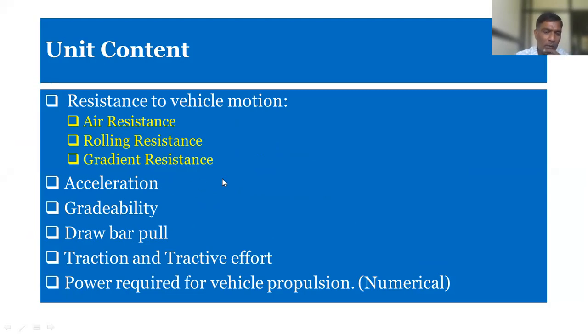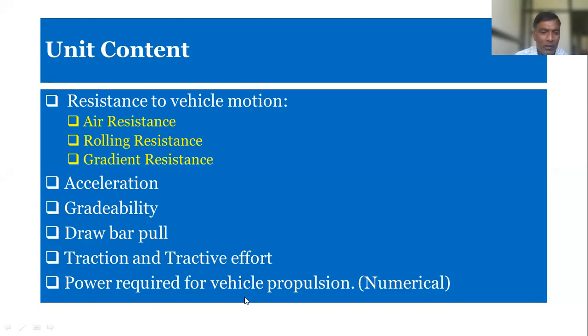1 upon W, F minus R. How to calculate drop or pull? F minus R. How to calculate gradability? That we need to remember. Some formulas we need to remember, other formulas are simple.